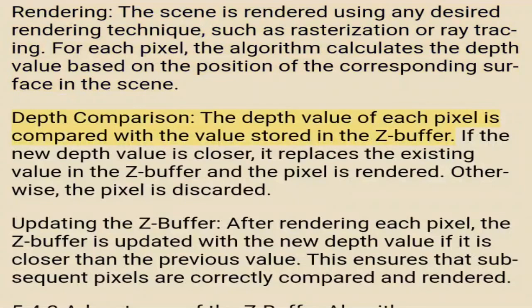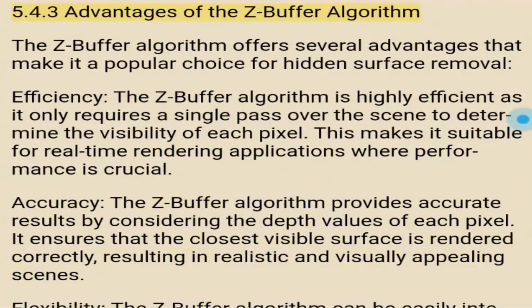Depth comparison. The depth value of each pixel is compared with the value stored in the Z-buffer. If the new depth value is closer, it replaces the existing value in the Z-buffer and the pixel is rendered. Otherwise, the pixel is discarded. Updating the Z-buffer. After rendering each pixel, the Z-buffer is updated with the new depth value if it is closer than the previous value. This ensures that subsequent pixels are correctly compared and rendered.